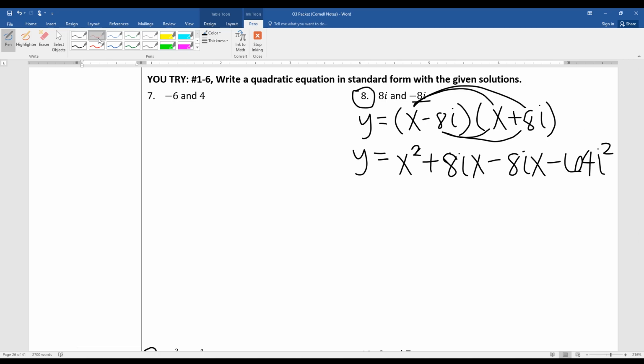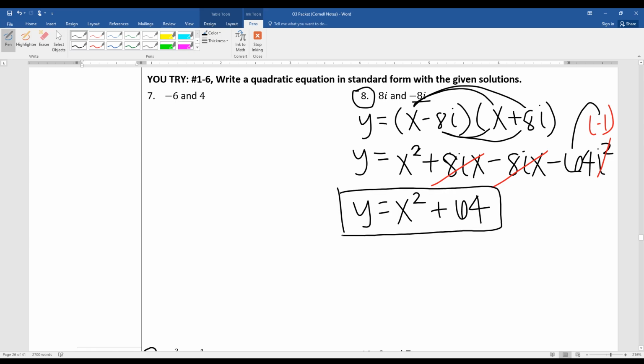Again, I'm noticing in the middle here that this 8ix and negative 8ix cancel right out. I can also change my i squared to be a -1. So I still have y equals, still have that x squared, but now this -1 and negative 64 are multiplying together, giving me a positive 64. Here's my final answer. It's an equation because it has a y equals, and it looks like it's in standard form.